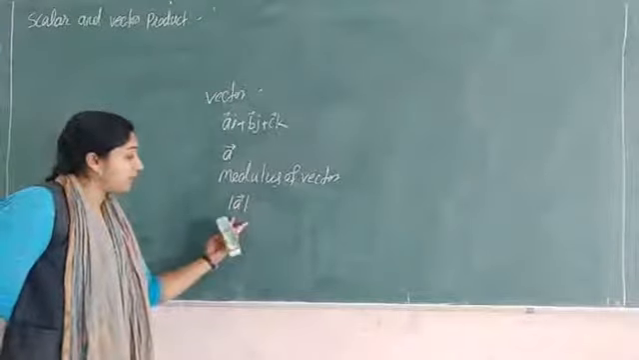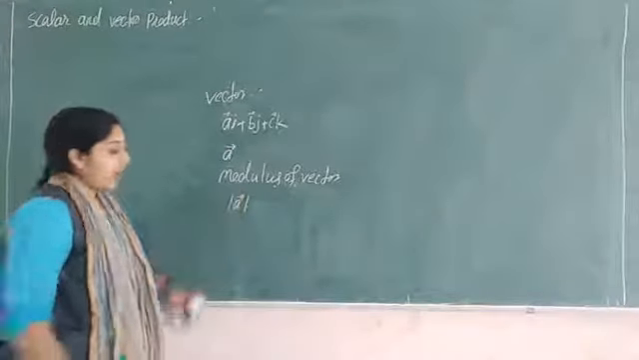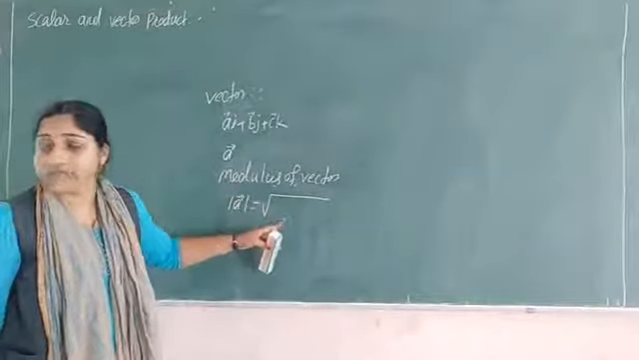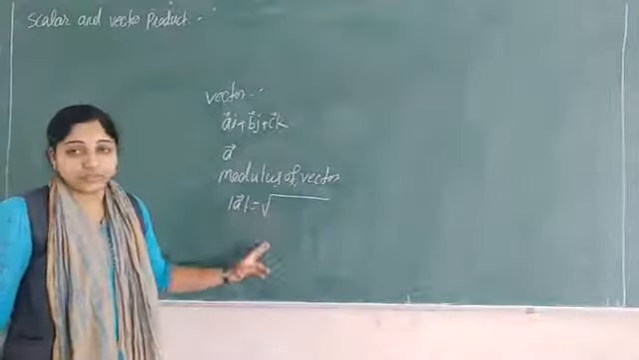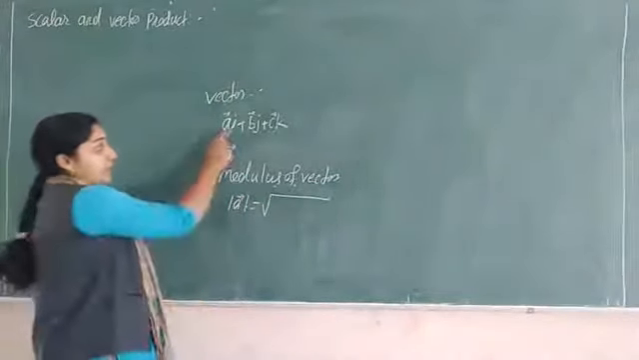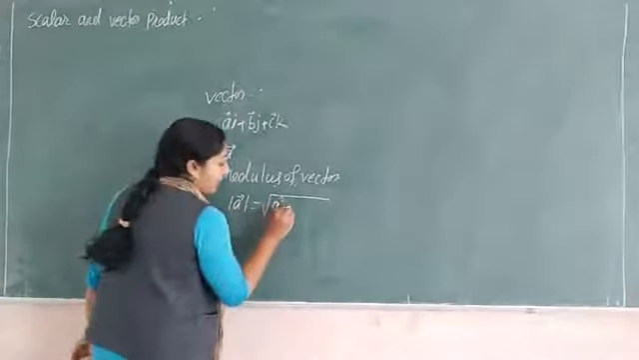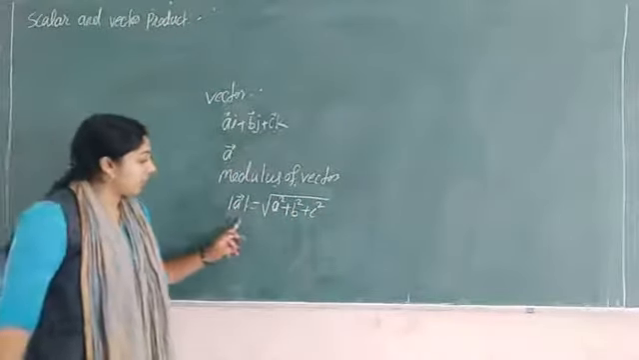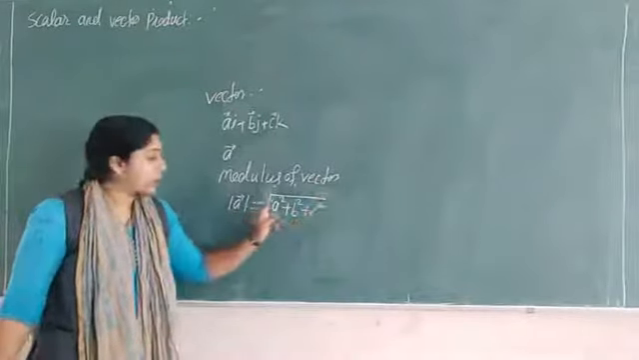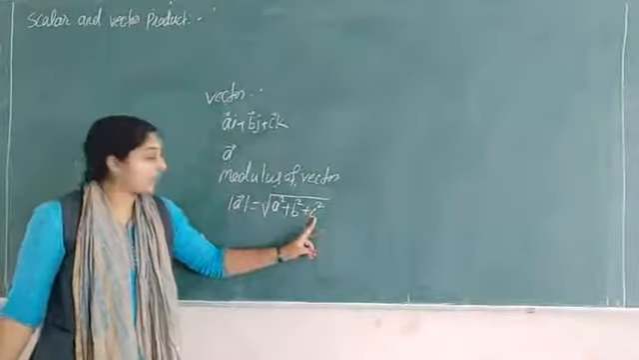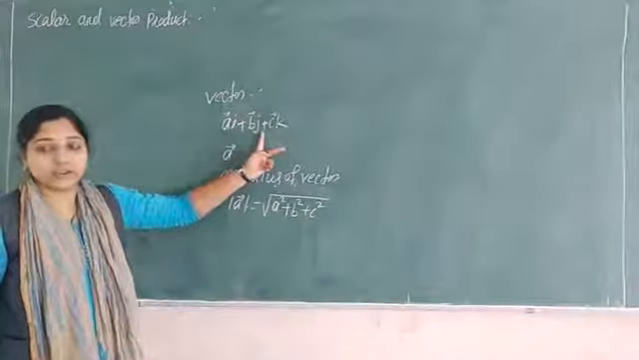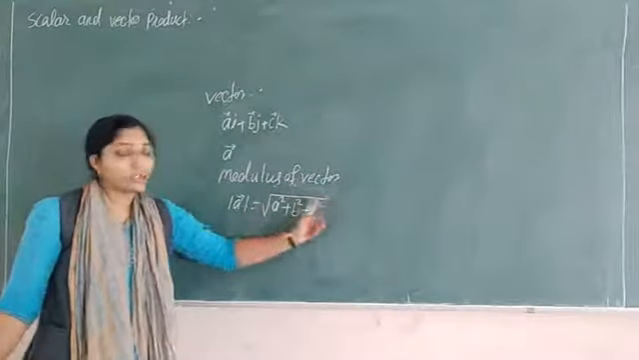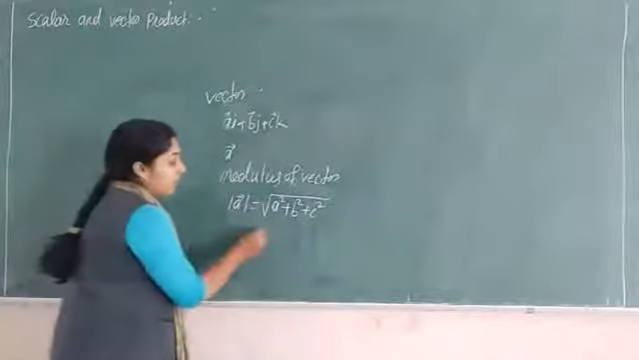The modulus is denoted by making 2 lines, and in between we write vector A. It is given by the square root of A square plus B square plus C square, where A, B, C are the constants. We take the square of these numbers, add all the squares and take the square root. You will get the modulus of the vector.